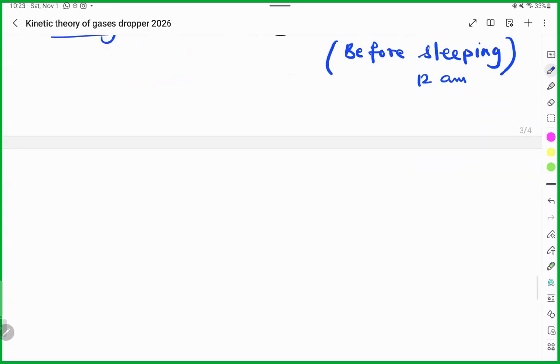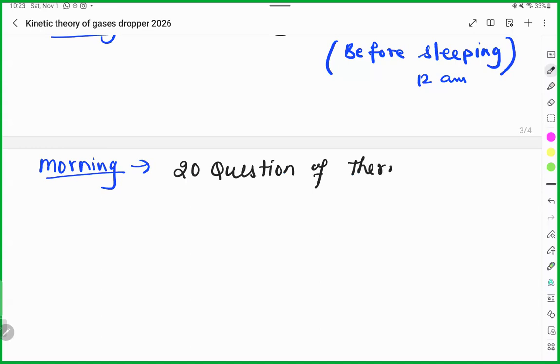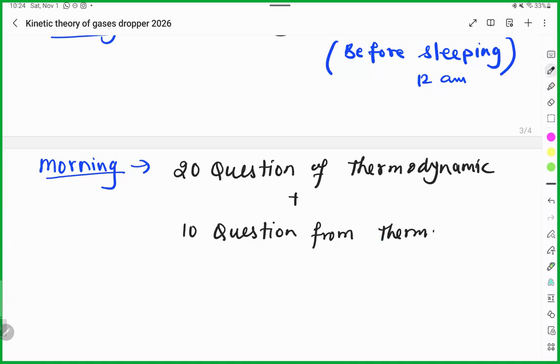In the morning you have one task. You have to solve 20 questions from thermodynamics. You can ask doubts. And 10 questions from thermal properties of matter, because we have to revise the previous chapter as well. Oh, by the way, tomorrow you have a test, no? Yes, thermal properties of matter.